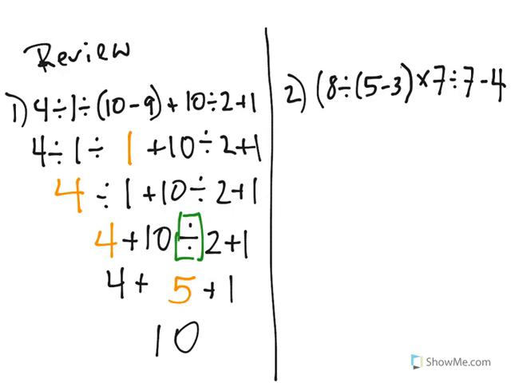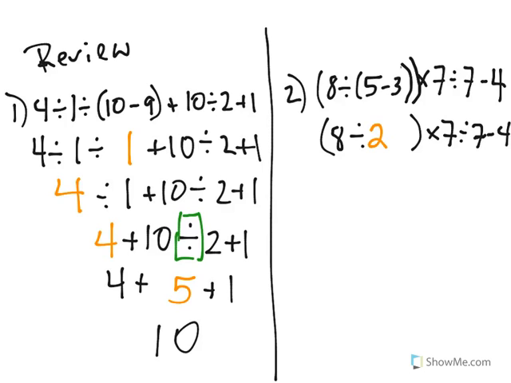Okay, so let's take a look over at number 2. We have 2 sets of parentheses here. It looks like I forgot to draw one of them. So we have to do what's inside the innermost parentheses first, and that's 5 minus 3. 5 minus 3 is 2. Okay, now be careful with the parentheses. Make sure they come down with you when necessary.